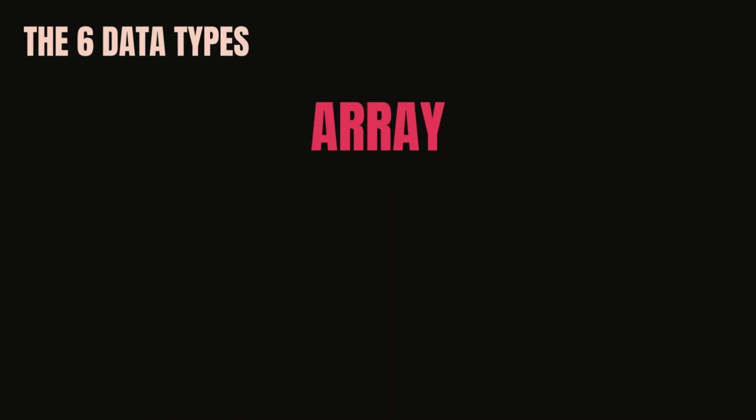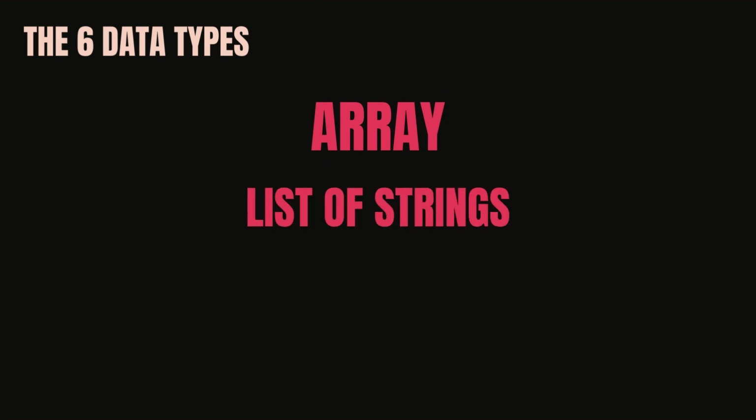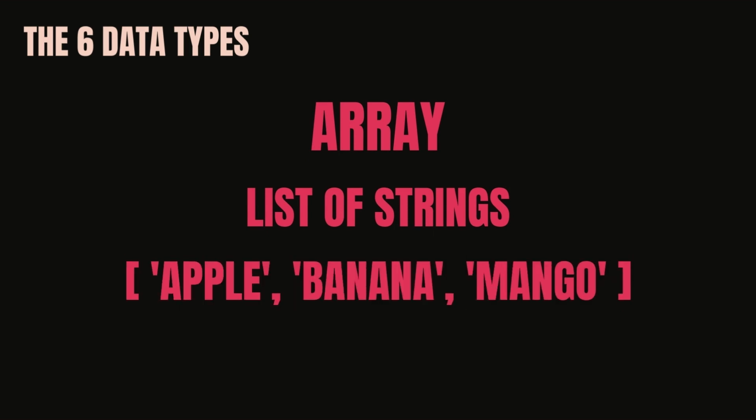Now, these last two are a bit harder. An array is just a list that can contain anything, such as strings, integers, and so on. For example, this is a list of strings of some fruit. Remember, you can also use numbers along with strings too. An array uses square brackets and commas to separate the items.